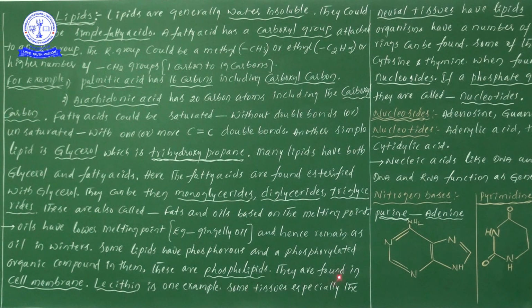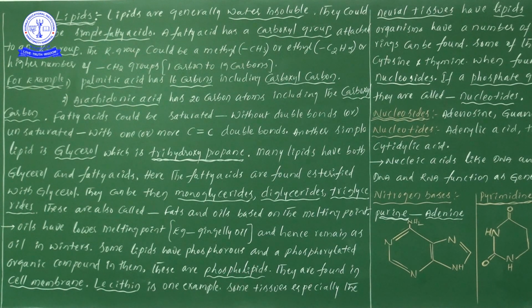Next one, where can we see the presence of these phospholipids? We can find them in the cell membrane. That's why, while explaining the cell membrane in the chapter Cell the Unit of Life, we discussed that the bilipid layer is chemically made up of phospholipids. The best example is lecithin, which comes under phospholipids.